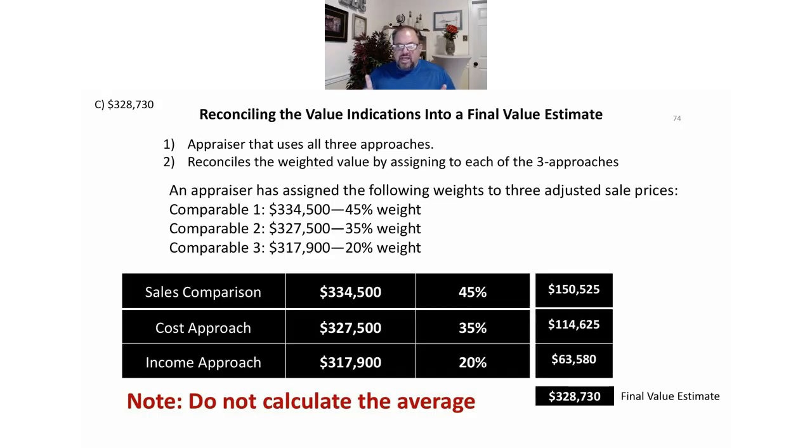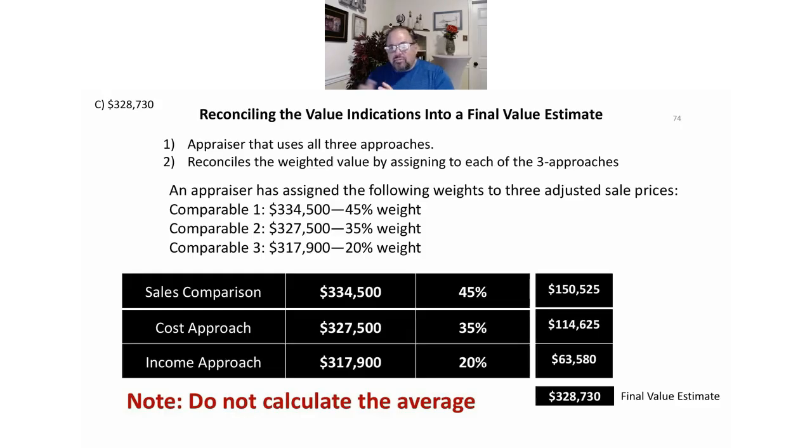What you want to do is in the problem, you just unpack this very easy. 334,500 on a comparable one times 0.45 gives you 150,525. If you look at the black box, and then you come down to line 2 and then line 3 and you multiply those out and then just add them up. And that's your answer. Don't divide by 3.